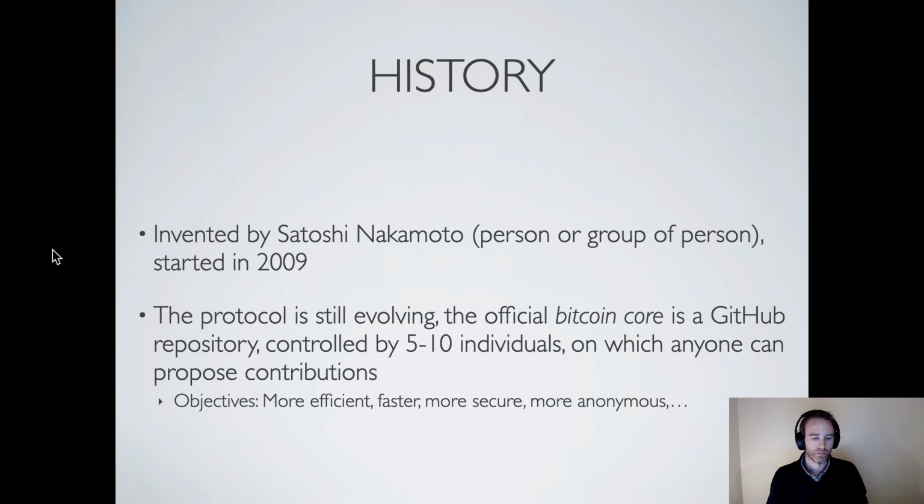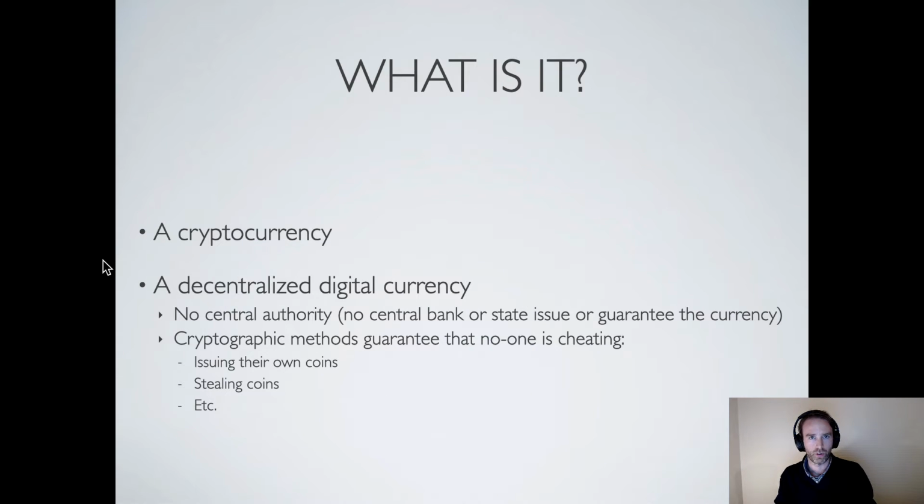And the way this is handled is not by Satoshi Nakamoto anymore, but by a small group of individuals, maybe 5, 10, depends on the time. They basically have access to a GitHub repository where there is the code of the core version of Bitcoin, and they accept proposals of modification made by the community. And so the protocol of Bitcoin is evolving all the time to become more efficient, faster, more secure, more anonymous, and so on and so forth.